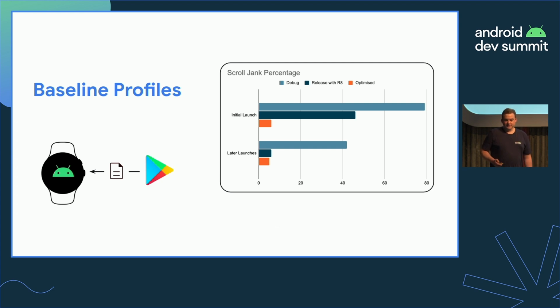Developers record their typical app startup using automated macro benchmark tests and then commit the generated rules. The light blue above shows the jank of a debug build on device. The dark blue shows a minified release build, and the orange, the baseline profiles. Notice that on later launches, the orange and blue are similar, but baseline profiles make your first launch experience just as fast. For media apps, these rules are extra important.